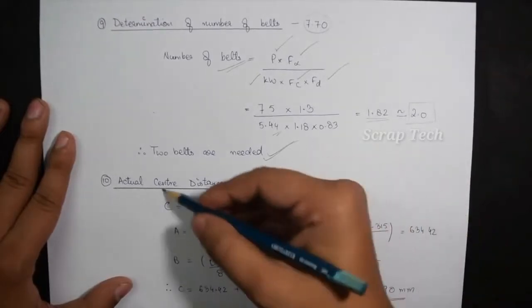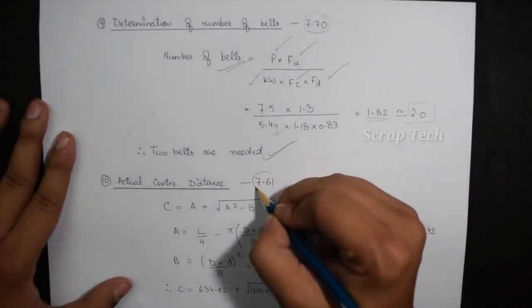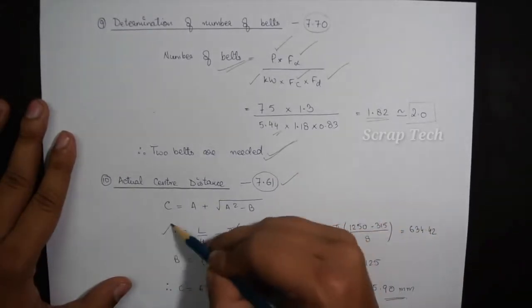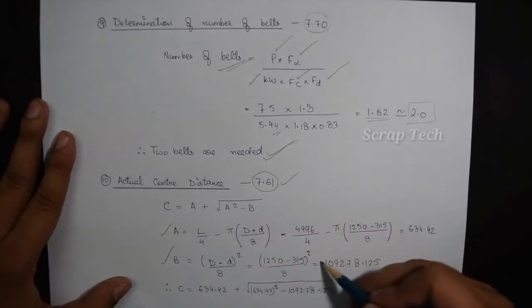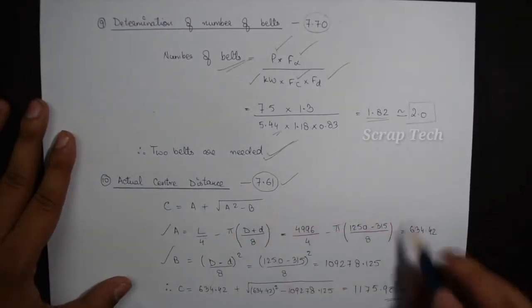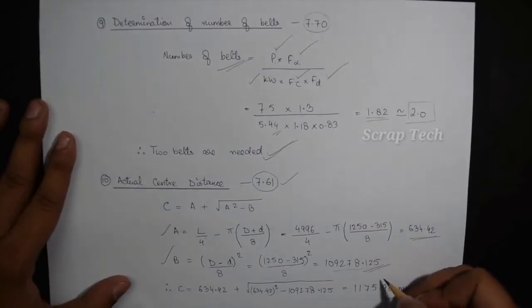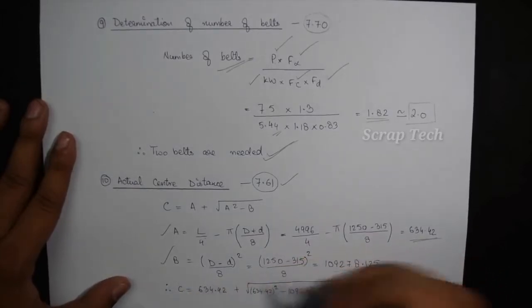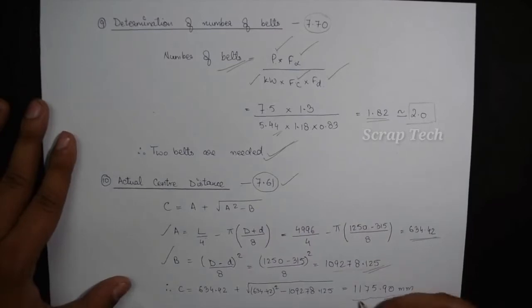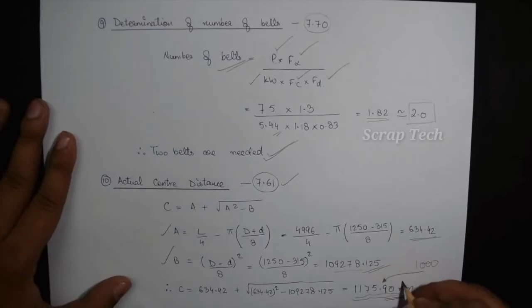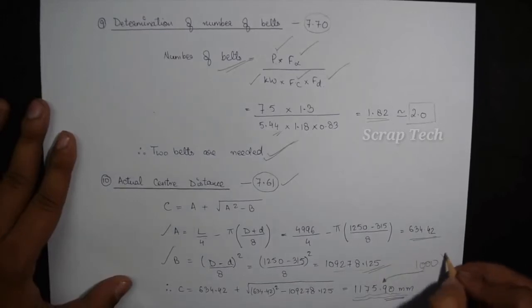Now the last step is calculating the actual center distance given on page number 7.61. The formula has 2 unknowns, A and B, which can be calculated by the formulas given over there. So the value of A comes out to be 634.42 and the value of B comes out to be 1,09,278.125. So finally, the value of C is 1175.90 mm. The original center distance given in the question was 1000 mm, but from the values which we took and the values which we assumed, the center distance comes out to be 117.90 mm.